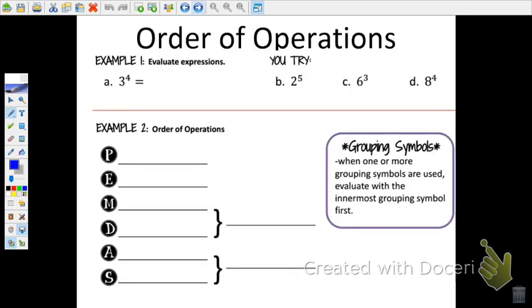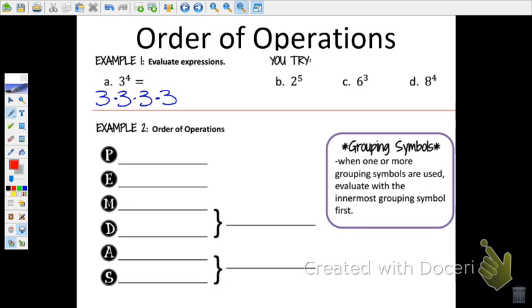So if you turn then to your order of operations flap in our flip book, first thing we're going to do is work with some exponents. So for the first problem, we have 3 to the 4th power. So what does that exponent of 4 tell us we need to do when we see an exponent? Ethan? Okay, we want to multiply 3 times itself 4 times.